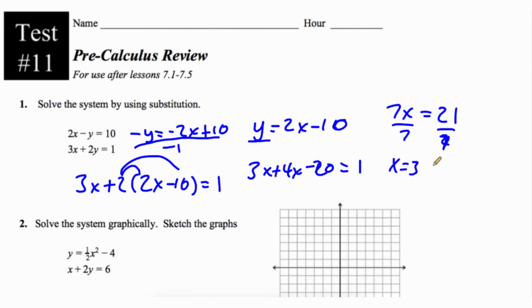Now we're not quite done yet because we have to plug that 3 back in. So I'm looking at this equation where we rearranged it to get y equals, and I'm going to plug the 3 in there for our x. So if we take 2 times 3, we get 6, and then 6 minus 10, we end up with a y value of negative 4. And then I'm going to write my answer as an ordered pair. So our x value was 3, our y value was negative 4, so it's the point (3, negative 4).